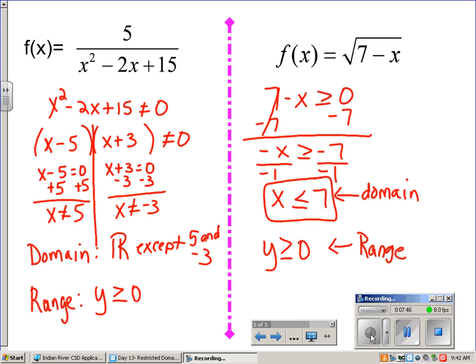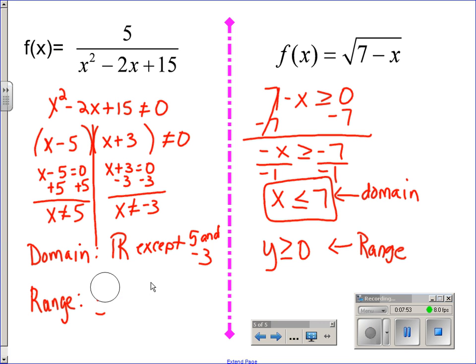All right, now look over your answers. The domains are pretty easy. Now for the range, since they're asking you for the range, I would suggest using your calculator. Now when you type in the first one, your range is hard to tell. But check it out and see if you can see on the x line why x can equal 5 or negative 3. When you type in the second one onto your calculator, you should be able to tell me that the range is y is greater than or equal to 0.